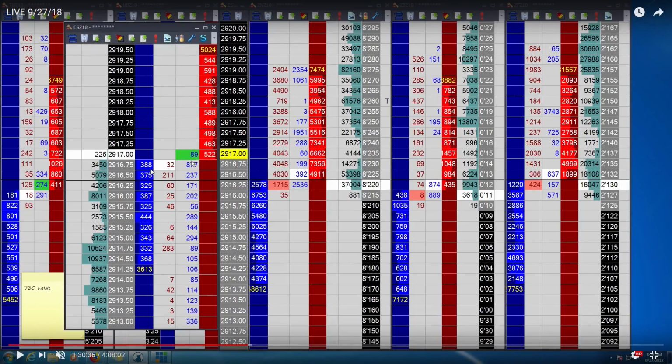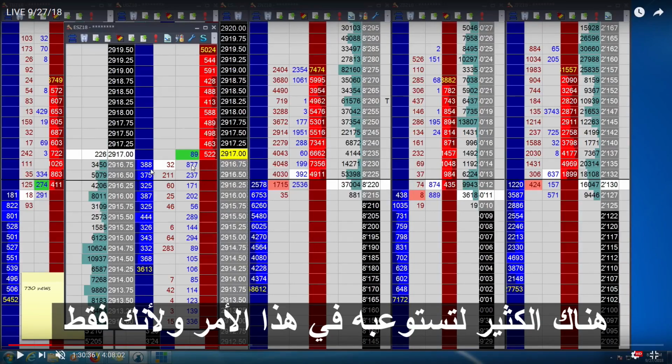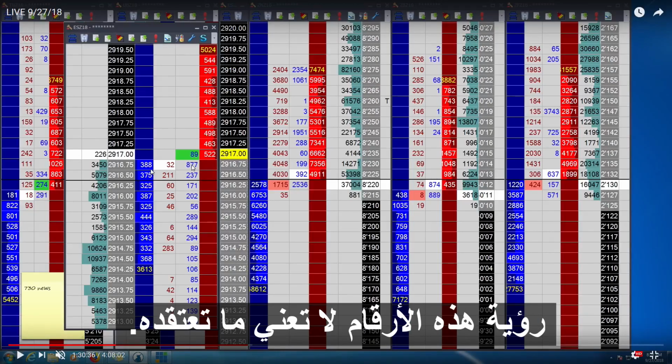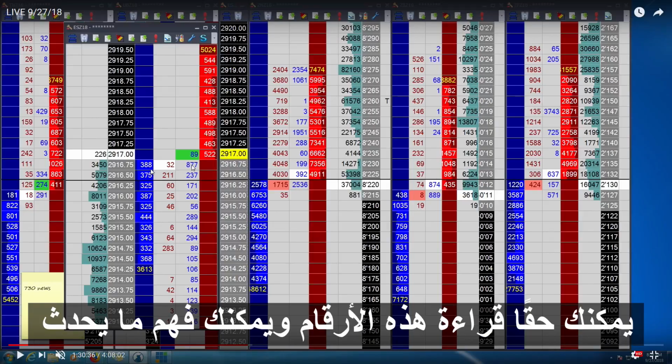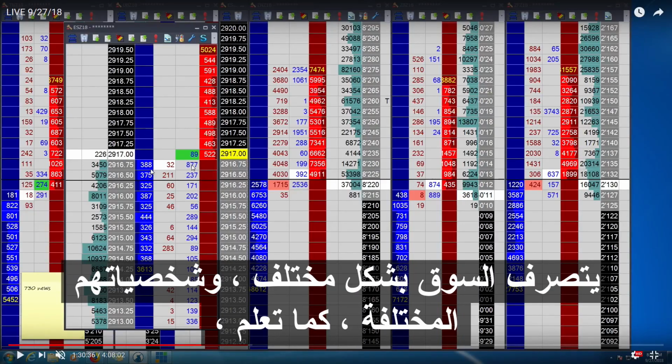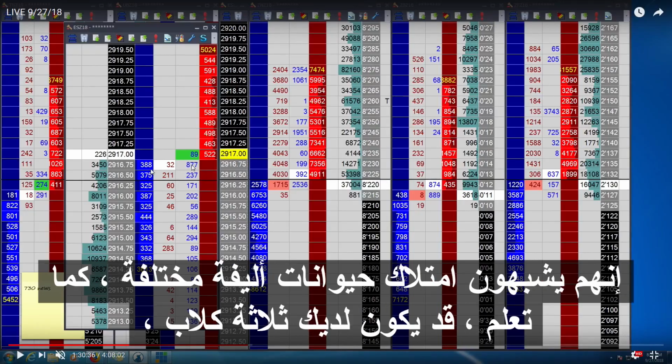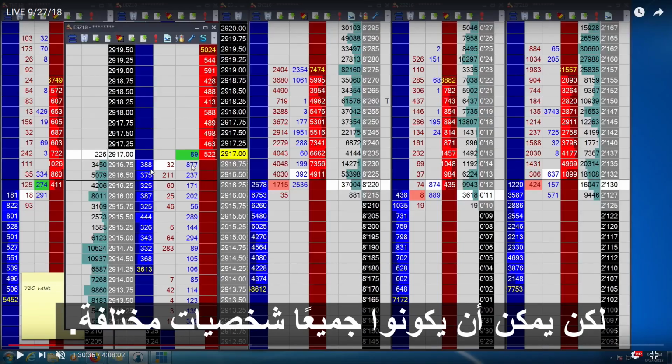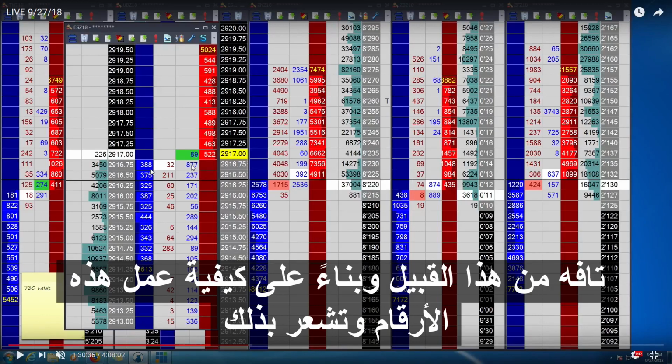Now, the thing is, there's a lot more to take into this, because just because you're seeing these numbers doesn't mean what you think. You can really read these numbers and you can understand what's going on. You can get an idea of how the market behaves. Each market behaves differently. They're different personalities. They're like owning different pets. You may have 3 dogs, but they could all be different personalities. And based on how these numbers act, you get a feel for the market.